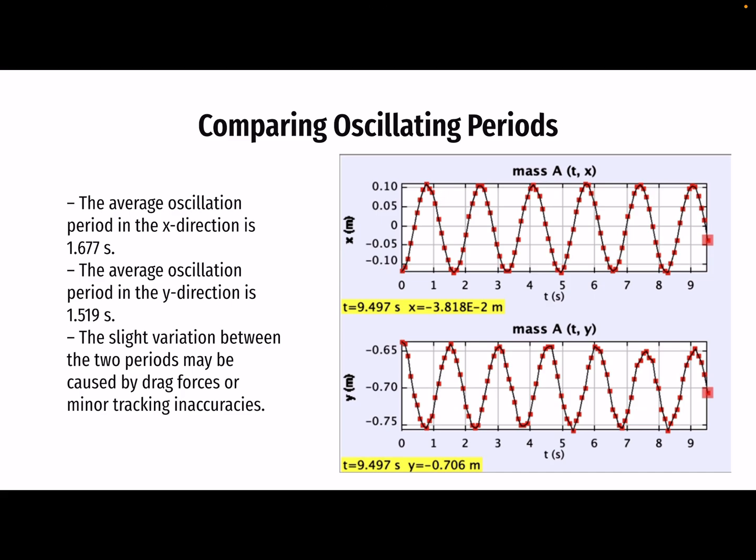I measured the oscillation periods in both directions: horizontal, which was x, about 1.677 seconds, and then the vertical, y, about 1.519 seconds. They're close but not identical. The small difference likely comes from air resistance or slight tracking inaccuracy, which can affect horizontal motion more. Overall, both showed consistent periodic behavior.